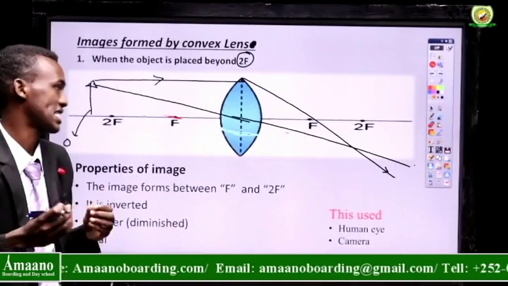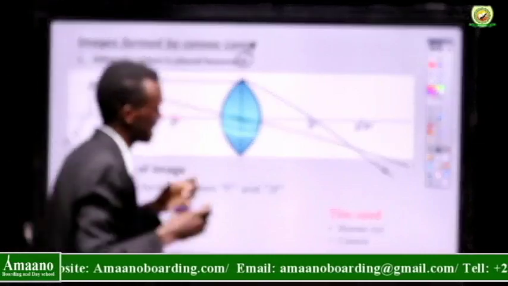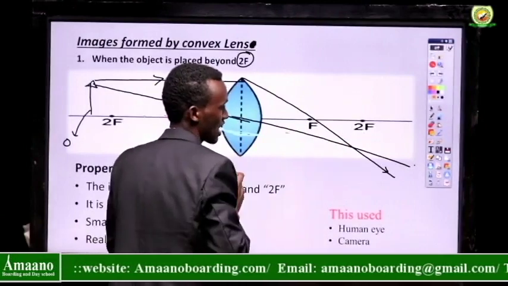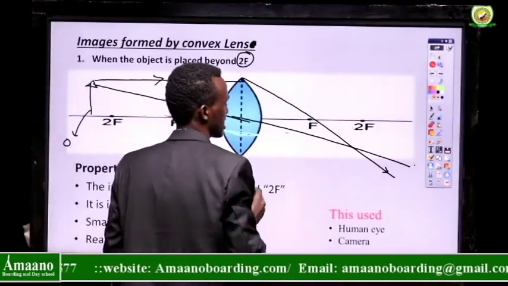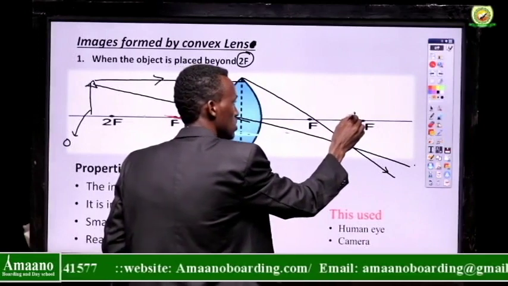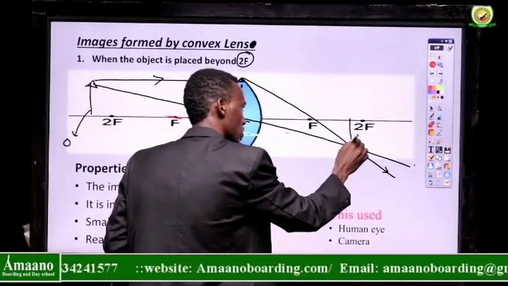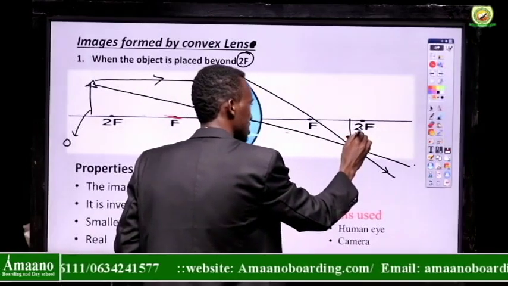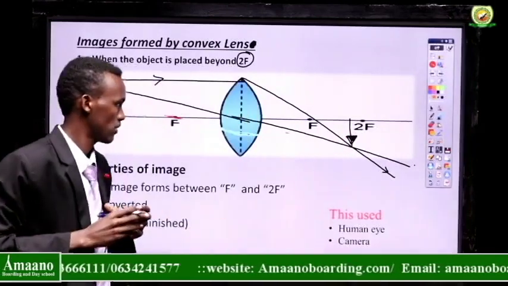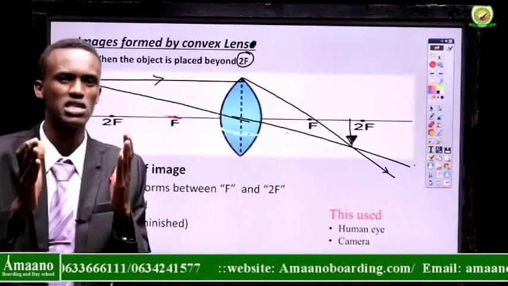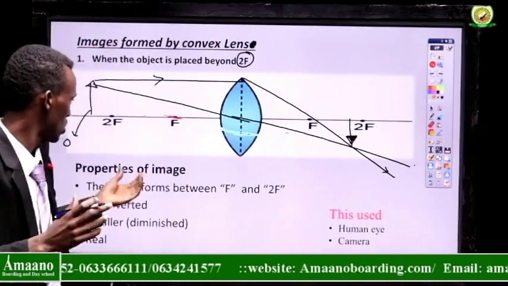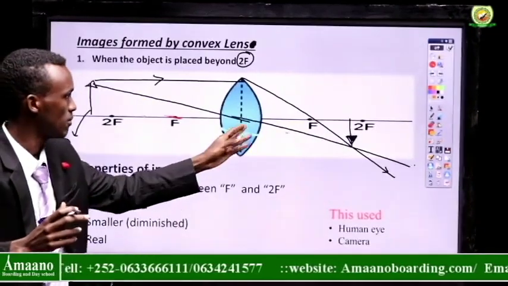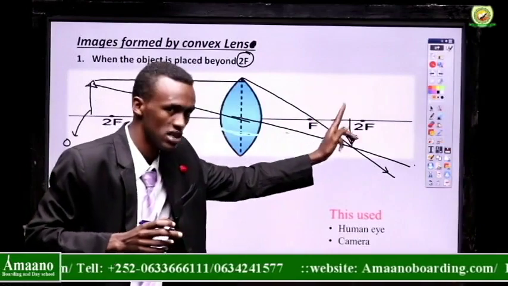Where the two rays intersect, they intersect between the focus and the center of curvature. So the image forms here. That arrow represents the image. So the properties of this image: the image forms between f and 2f.